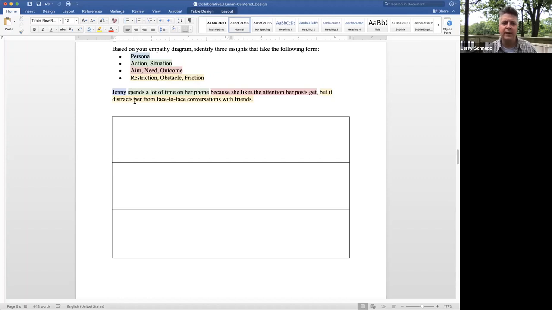So an example would be, Jenny spends a lot of time on her phone. That's the action. Because she likes the attention that her posts get. That's her need. She's driven to get attention. But there's an adverse effect, and that is it distracts her from face-to-face conversations with her friends. Does that make sense? So yours, of course, will be different than this. And the key here is that you've talked about this person, and hopefully you can have a conversation now about Julie in a way that it's like you know her, like she's part of your social group. Like, oh, Julie, she would really like this, or Julie really wouldn't like that.